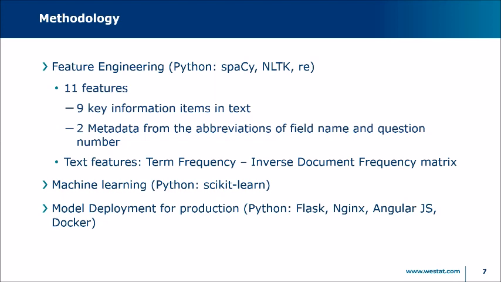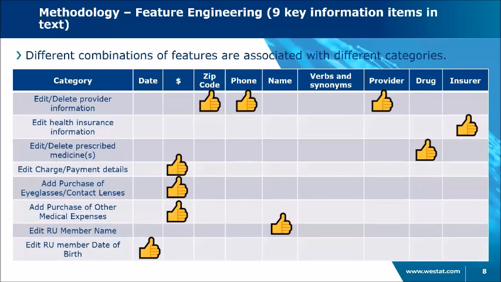And then I'm going to move on to talk about our machine learning model. And finally, we deployed our model for production. I put all the tools we use in parentheses for each step. So for instance, for the last step, model deployment, we're using Flask, Nginx, AngularJS for the front end, and Docker containers.